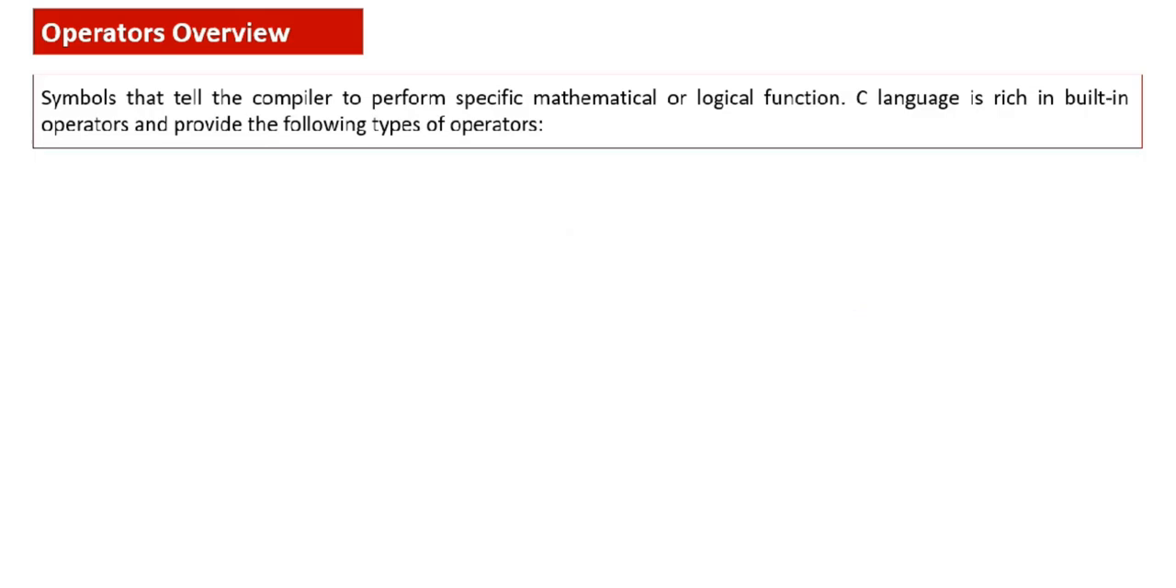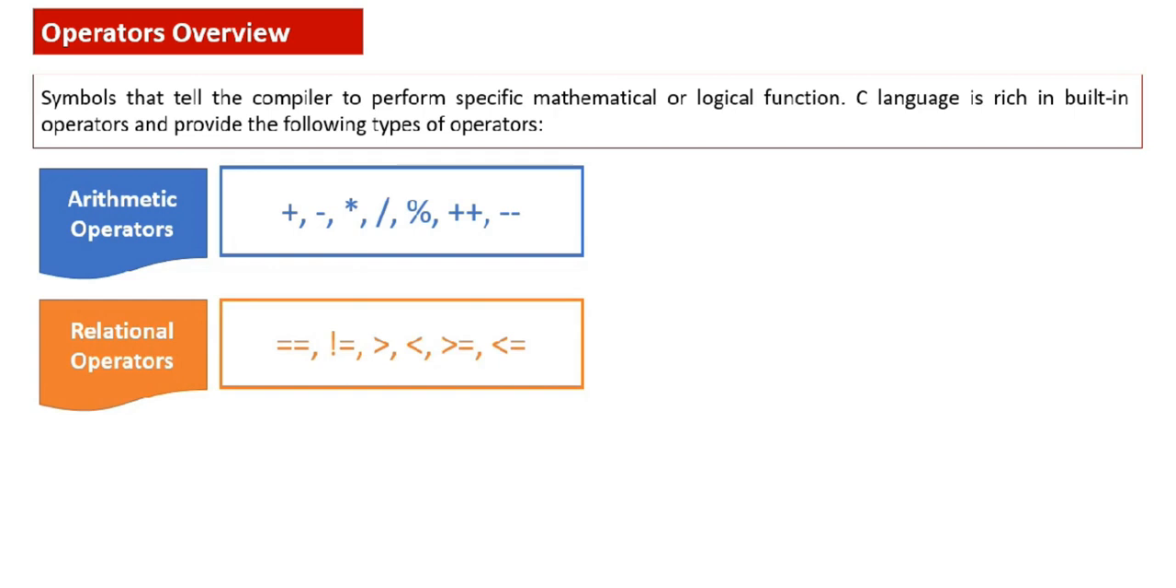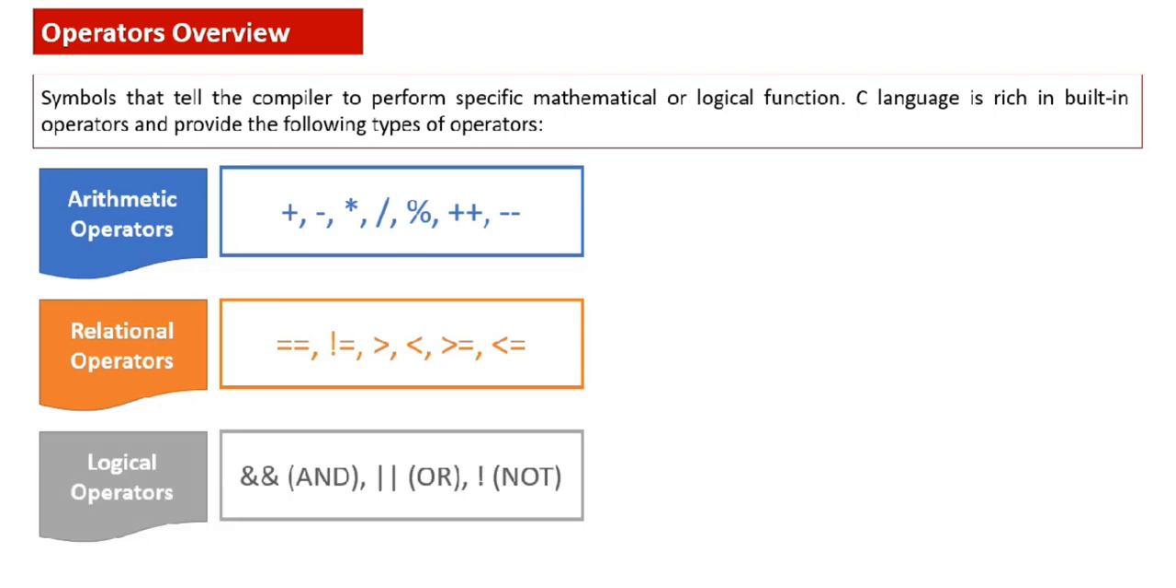So let's start. Operators are the symbols that tell the compiler to perform specific mathematical or logical functions. C language is rich in built-in operators and provides the following types of operators. The very first is arithmetic operators like plus, minus, multiplication, division, modulus, increment, decrement operator. Next is relational operators: equal to, not equal to, greater than, less than, greater than equal to, and less than equal to. Next is logical operator, that means and, or, not.